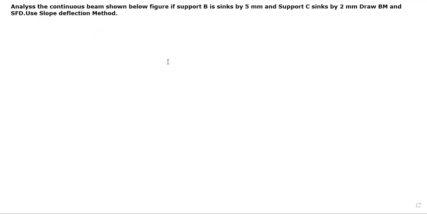E is given equals to 2 × 10⁵ Newton per mm square. And I is also given. That is the moment of inertia, which is equal to 16 × 10⁶ mm raised to 4. Okay. So let me draw the beam first of all.